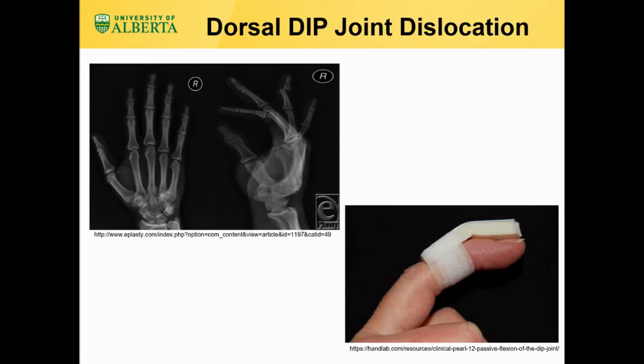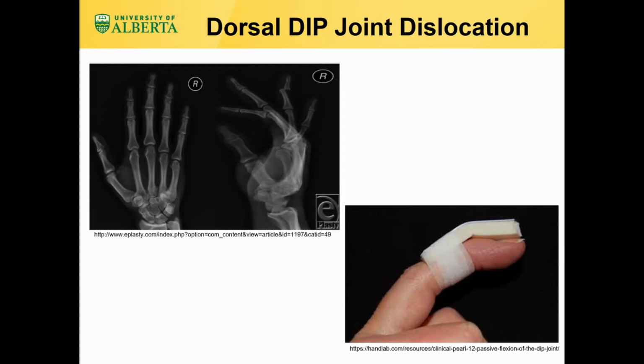Open dorsal dislocations are common and must be treated with irrigation of the joint, antibiotic prophylaxis, and surgical reduction. The joint is then stabilized with a splint in slight flexion for 2 to 3 weeks with protected motion starting 1 week after the reduction.